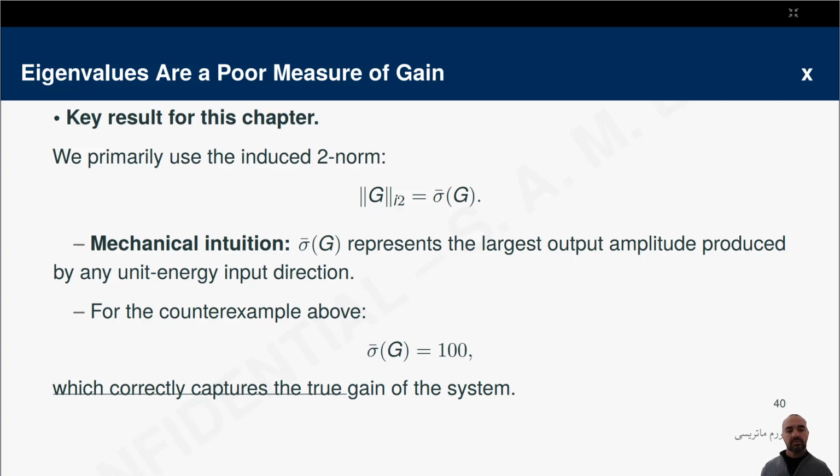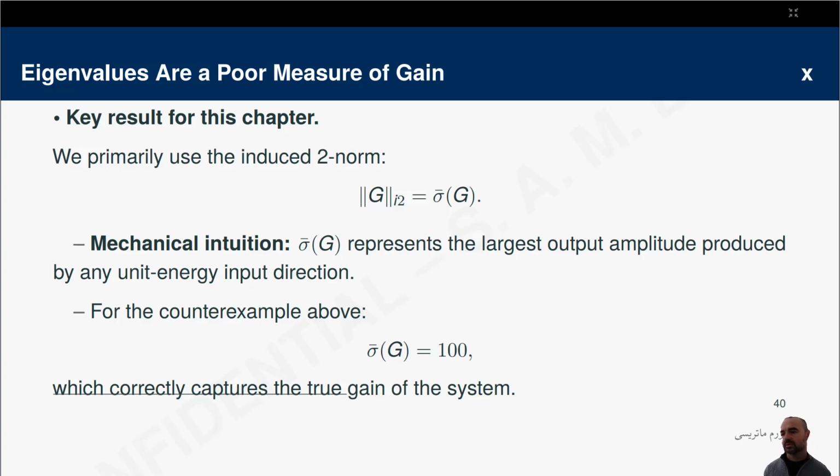And the key result for this section is that we primarily use the induced two norm, and that was the sigma bar G. The sigma bar G represents the largest output amplitude produced by any unit energy input direction. So it matches the energy interpretation from the two norm of vectors.